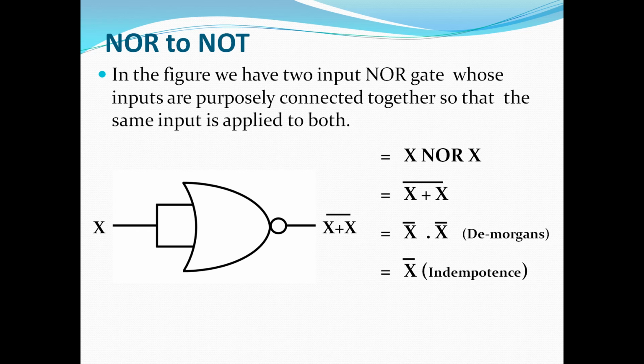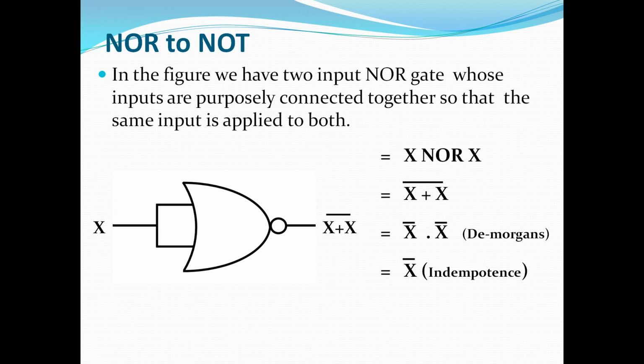Then apply the idempotence law. The idempotence law states that X plus X equals X, and X dot X equals X. Here we got X dash dot X dash, which means both are the same, so it is possible to remove the duplicates. The idempotence law also does the same thing: it removes the duplicates. So X dash dot X dash, the output will be X dash.